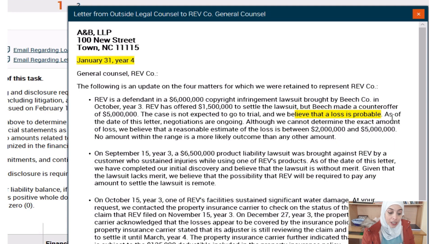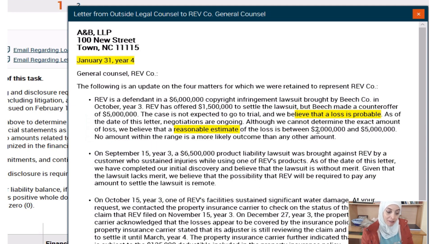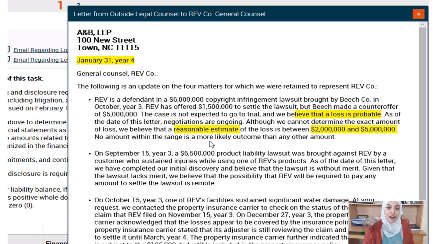As of the date of this letter, negotiations are ongoing. Although we cannot determine the exact amount of loss, we believe that a reasonable estimate of the loss is between $2 million and $5 million. No amount within the range is a more likely outcome than any other amount. So here we found the keyword that will help us answer this question, which is probable.